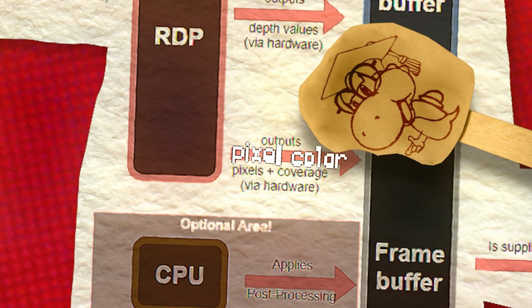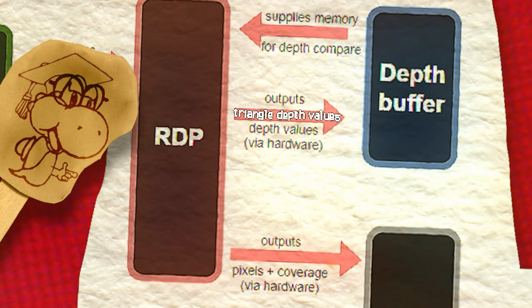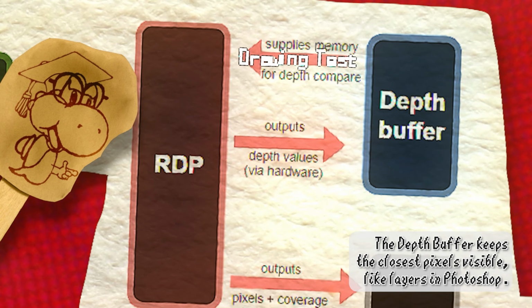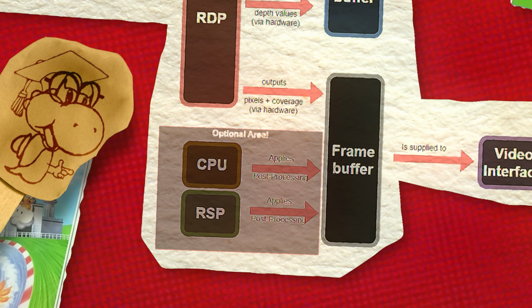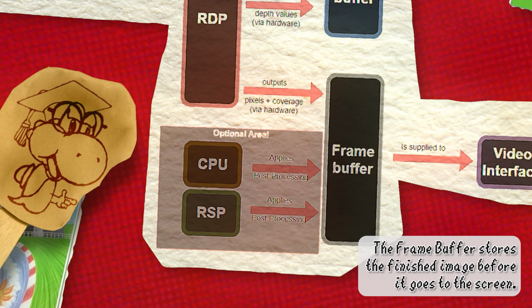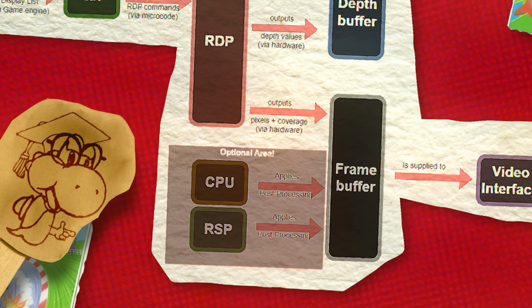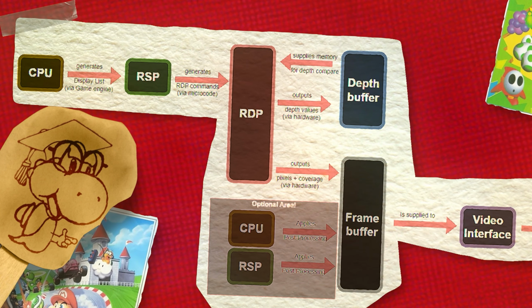The RDP outputs pixel color and some anti-aliasing into the frame buffer. It also writes the triangle depth values into the depth buffer and tests against the depth buffer for triangle drawing. Afterwards, the frame buffer can optionally be written to by the CPU or the RSP again to do post-processing. Or you could even set up a display list command to read from the frame buffer to feed info back to the RSP or RDP and repeat from previous steps.